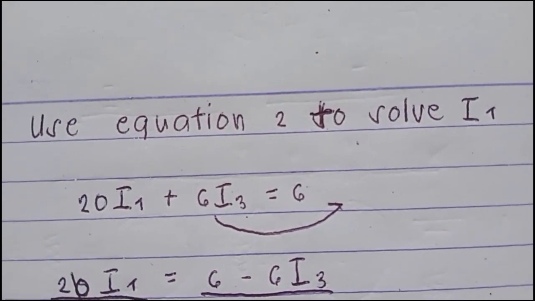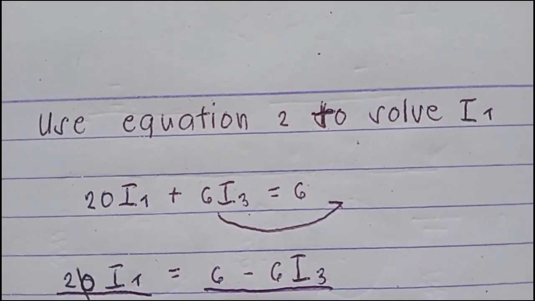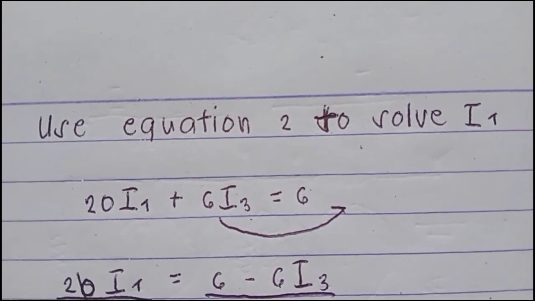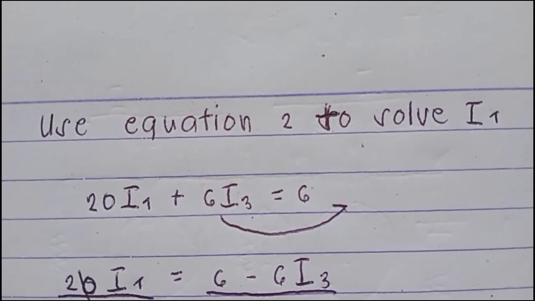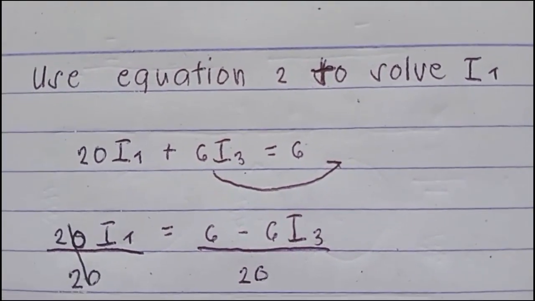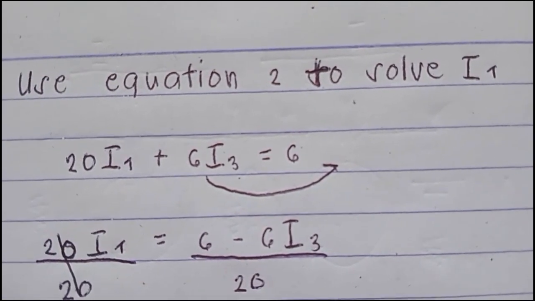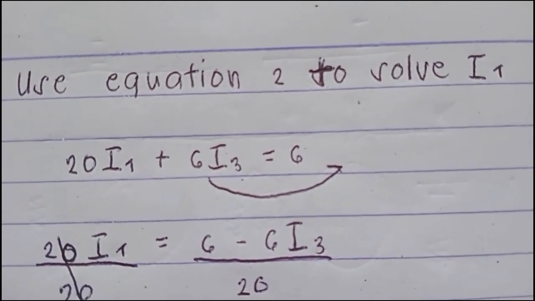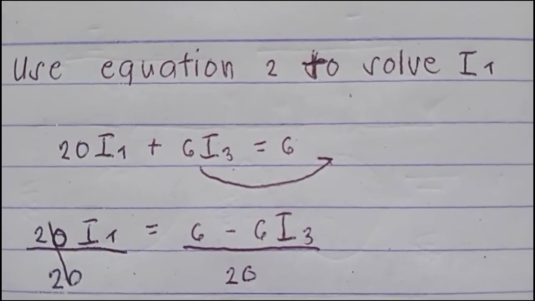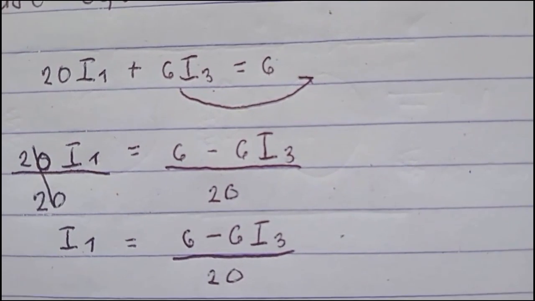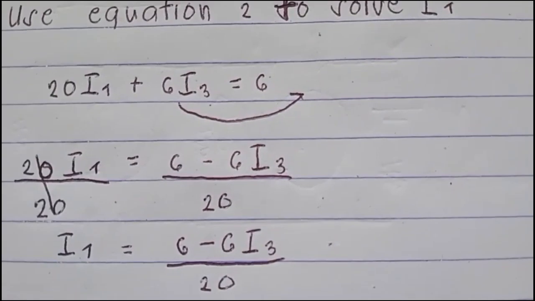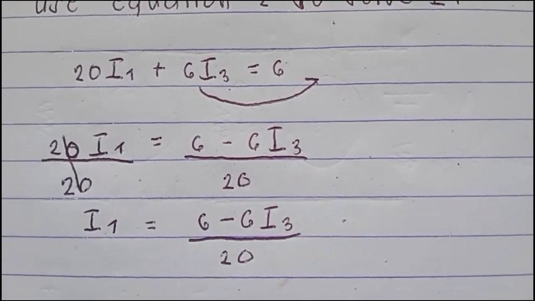So we need I1. For us to be able to cancel out 20, we must divide I1 by 20, and the other side as well, so that the equation would obtain balance. We need balance in the universe. Sure. So we need to divide it by 20 so that 20 would be cancelled. This would be our equation for I1: I1 is equal to 6 minus 6I3 over 20. So we already have an equation for I1.